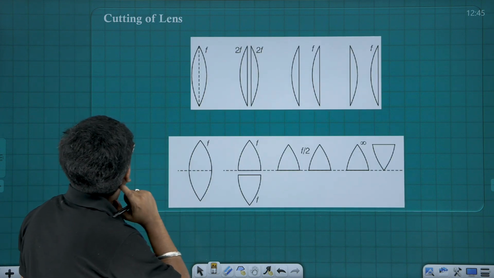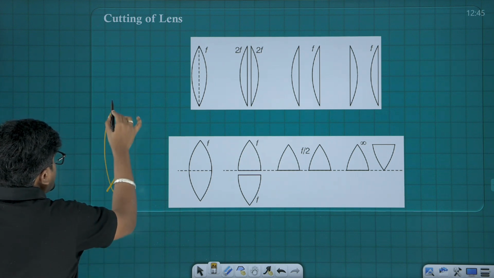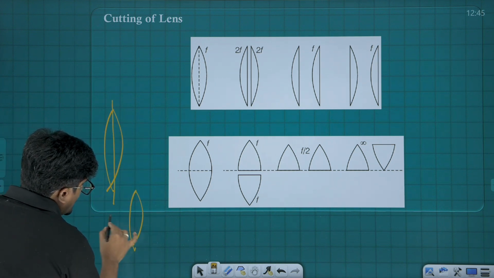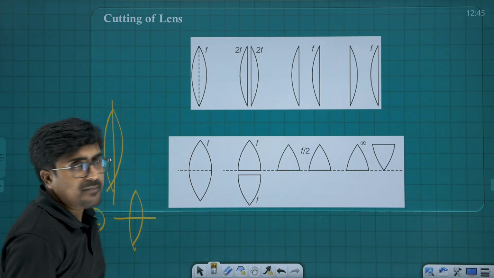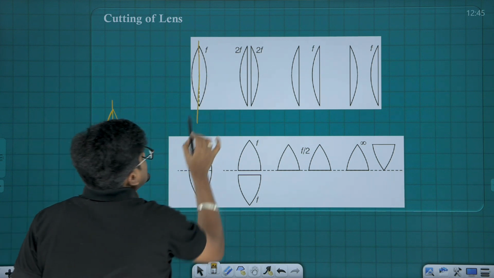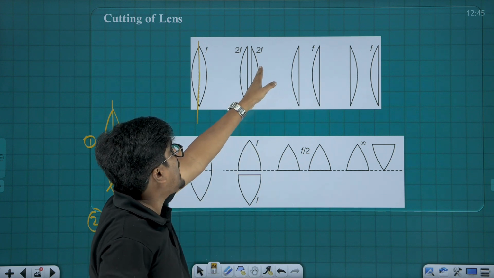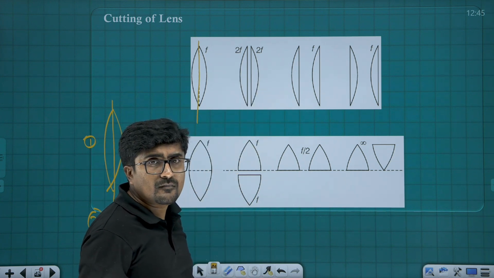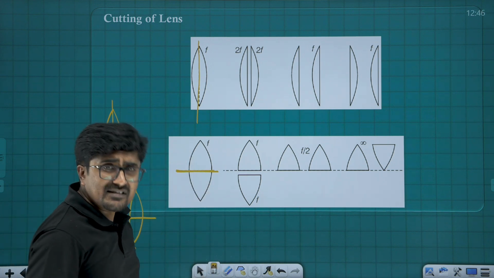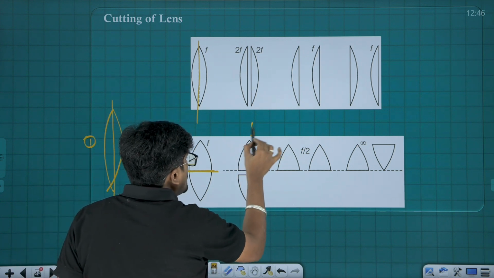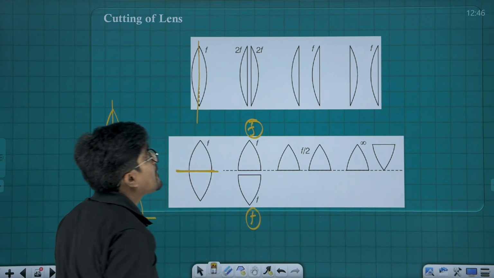Alright, moving to the next, that is cutting a lens. We have got two provisions. Either you can cut the lens like this, otherwise you can cut the lens like this. Case 1 as well as case 2, both the cases are mentioned here. So if the lens is cut like this, the first half will have a focal length of 2f, the second one also will have 2f. Now, if it is cut like this, then the upper half will have a focal length of f only, and the lower one is also going to have a focal length of f.